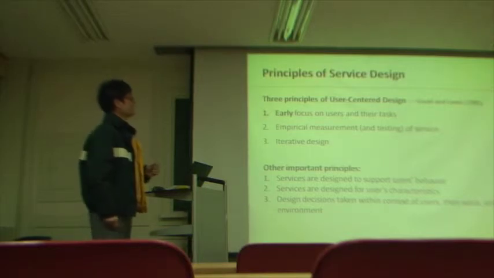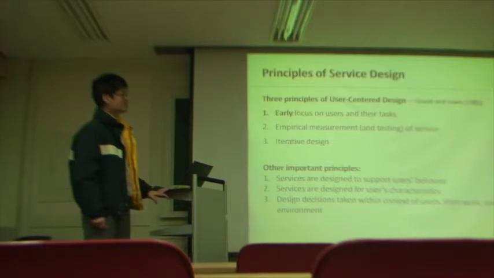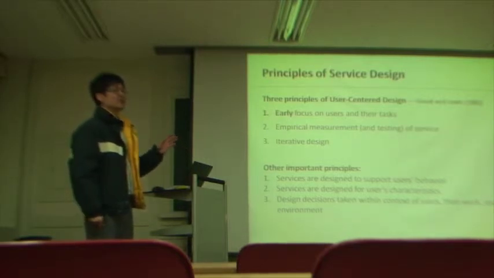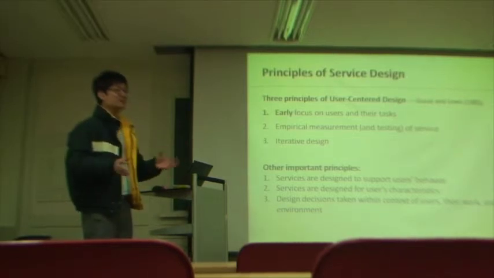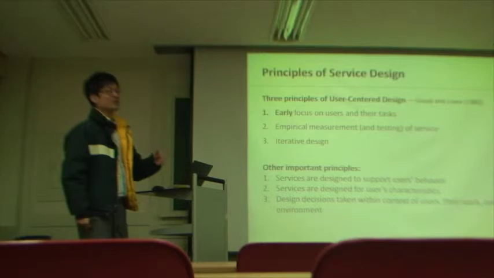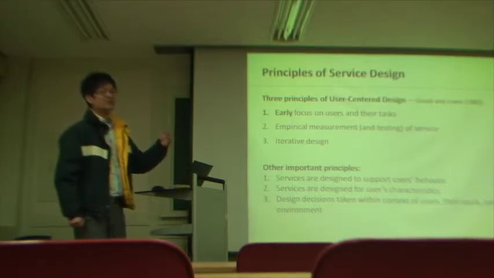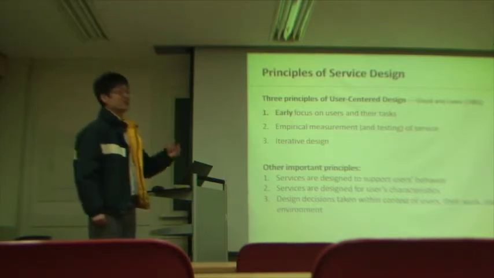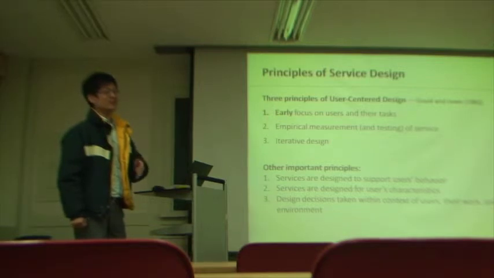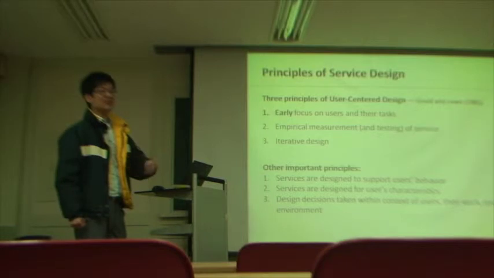And the second user-centered design principle is empirical measurement of service. What I mean by empirical measurement is that when we try to evaluate a service, the principle of user-centered design is to evaluate it in the field, not in the lab. Because in the lab, a lot of settings are human-made, they do not really reflect the real situations and the things that happen in the real world. So whenever we try to evaluate or test a service or even a product or prototypes, the principle tells us to evaluate in the field. And the third one is iterative design. So we have to go through a design process again and again. We find problems and we fix the problems, and then we test and evaluate the design, and then we go back through the whole loop again and again.